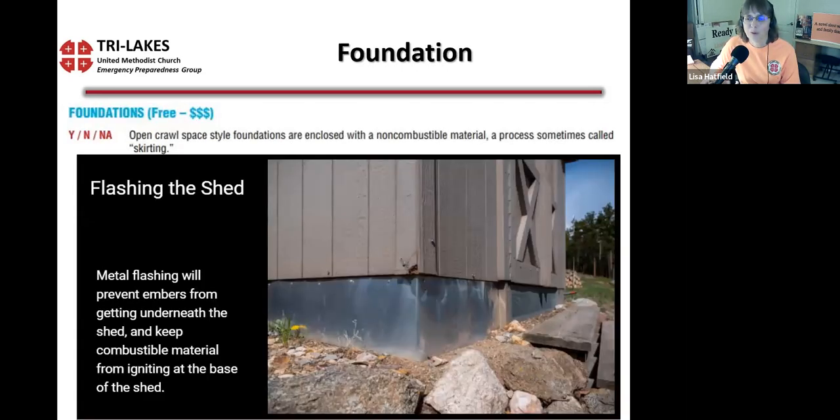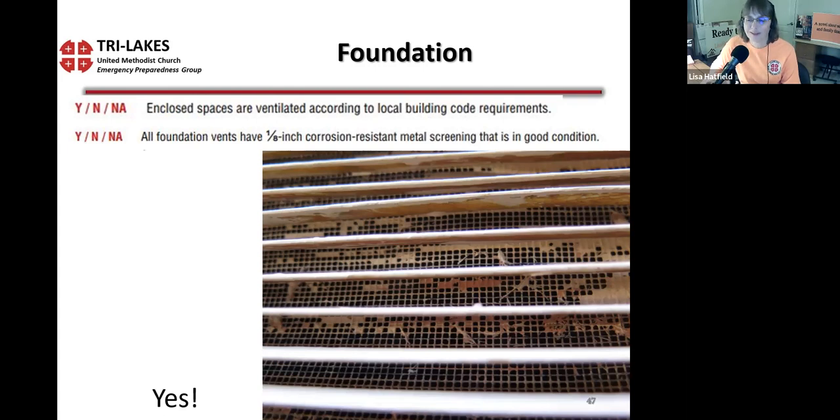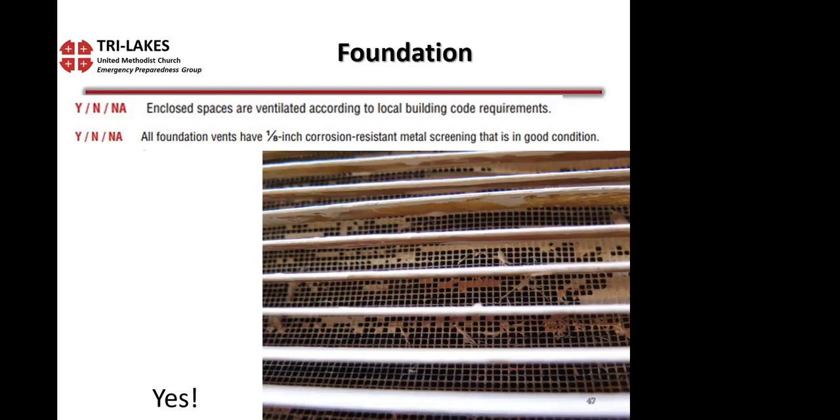Let's go on to open crawl spaces. Make sure they are enclosed with non-combustible material, which is called skirting. This is so the debris and the embers cannot fly under, in this case, it's a shed. They don't want them to fly under there and smolder under the structure where there's probably leaves that have blown in and stuff like that too. Also keeps the critters out. Yeah, they're tricky.